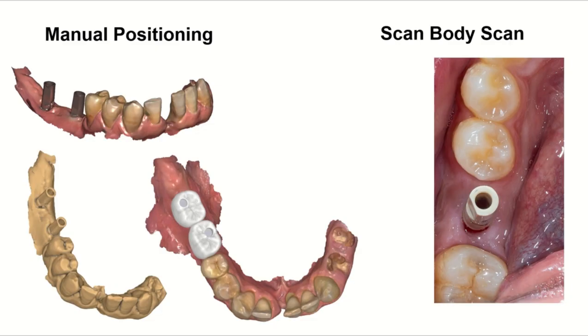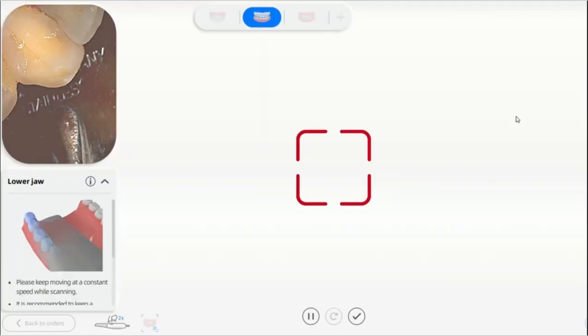Let's talk about the digital workflow. Digitally, the direct technique in which you scan the abutment intraorally is referred to as manual positioning, and the indirect technique in which you utilize a scan body that acts as an implant locator like impression coping but digital. You select screw retain, which means scan body scan. So manual positioning is direct technique, scan body scan is indirect technique.